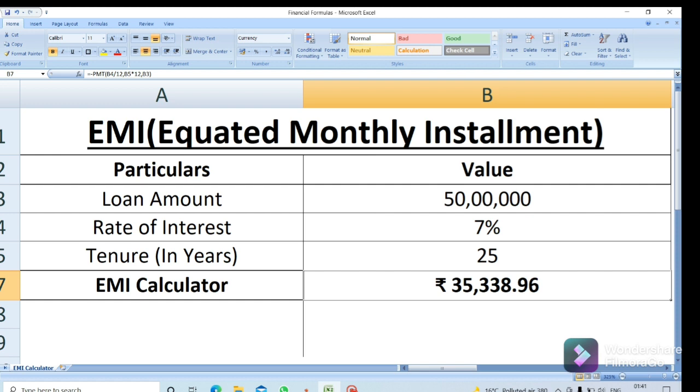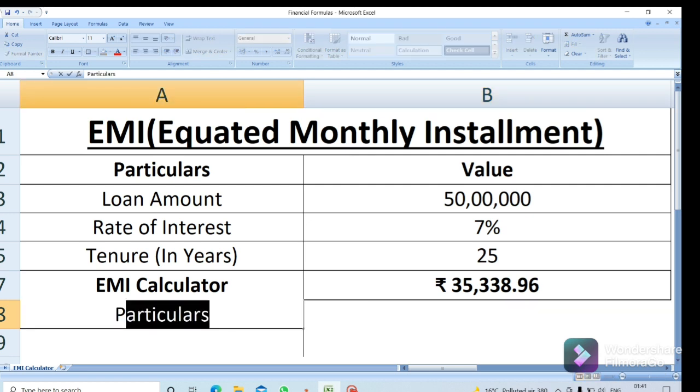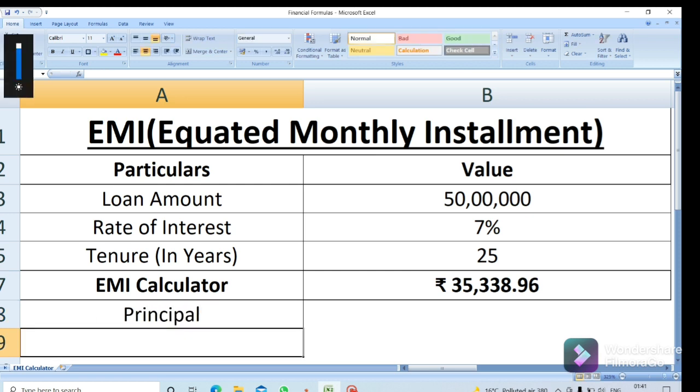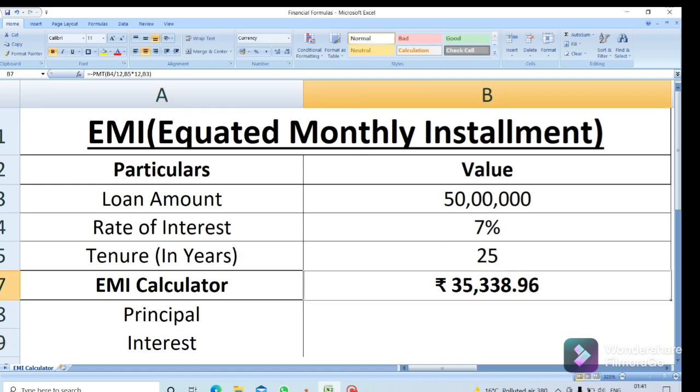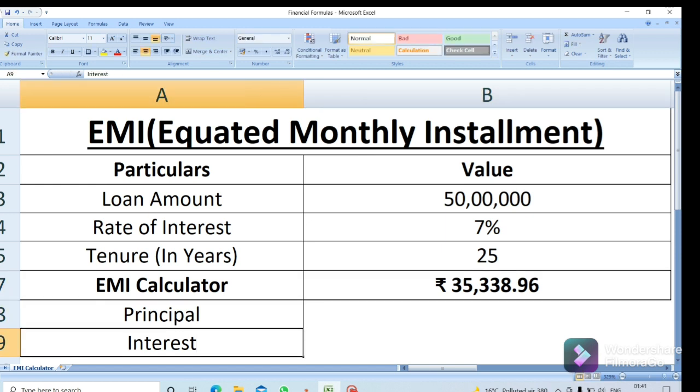So this is the amount you have to pay on a monthly basis in case the loan amount is 50 lakh rupees, the duration is 25 years, and the rate of interest is 7%. Now we must know that this EMI consists of two variables, that is principal and interest. In my next video we will come to know how to calculate the principal as well as the interest on the EMI amount. That we will cover in the next video.